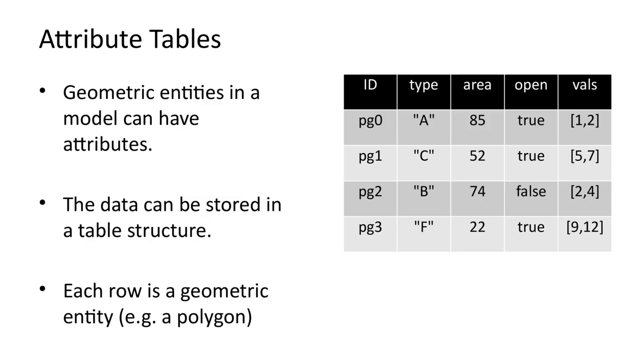The geometric entities in a model can have attributes. These attributes are key value pairs that are attached to geometric entities. Under the hood, such attributes are typically stored in a table structure. Each row in the table represents one geometric entity, and each column represents one attribute. In the example, the table contains 4 polygons, and each polygon has an ID and 4 additional attributes.